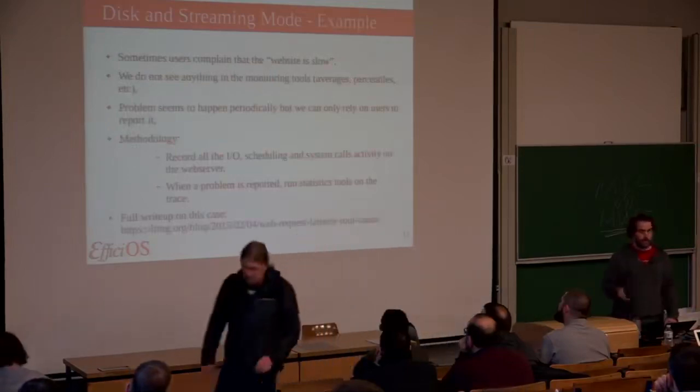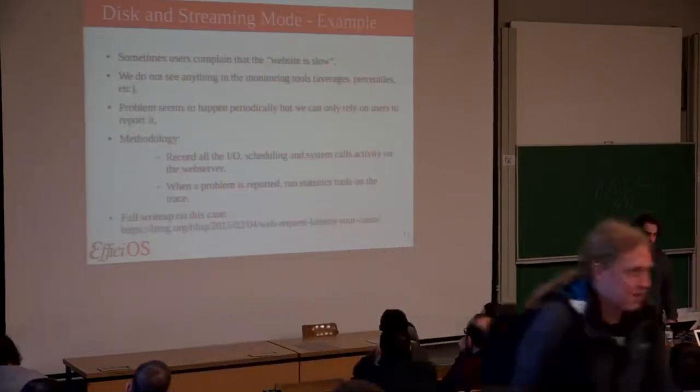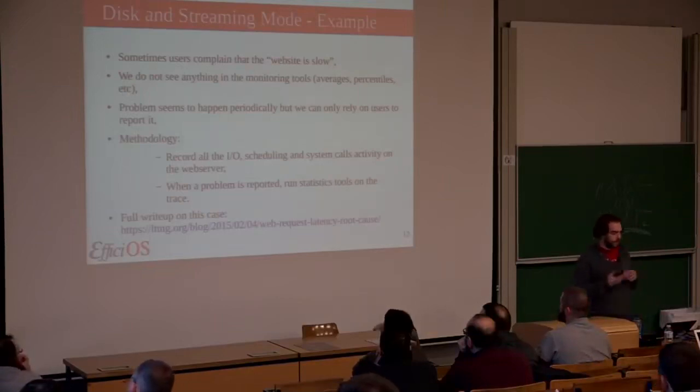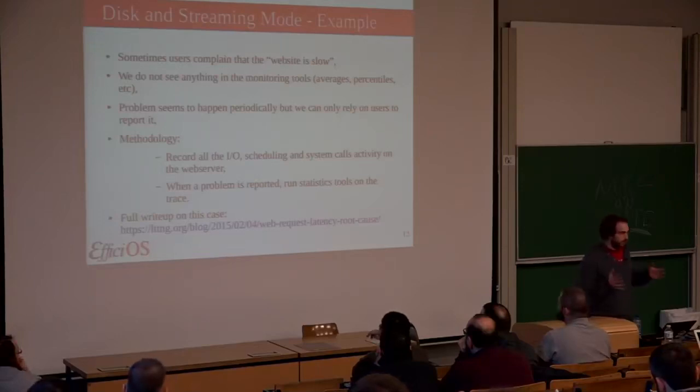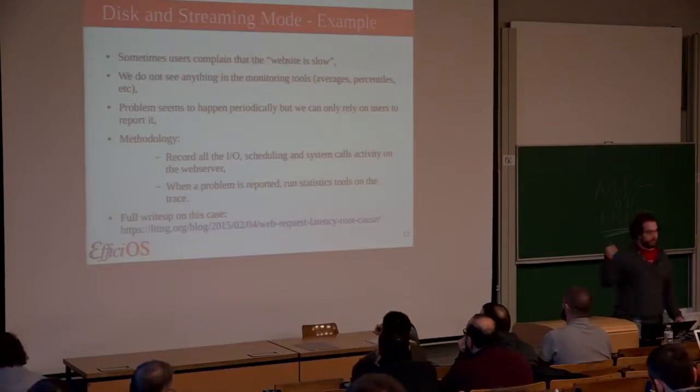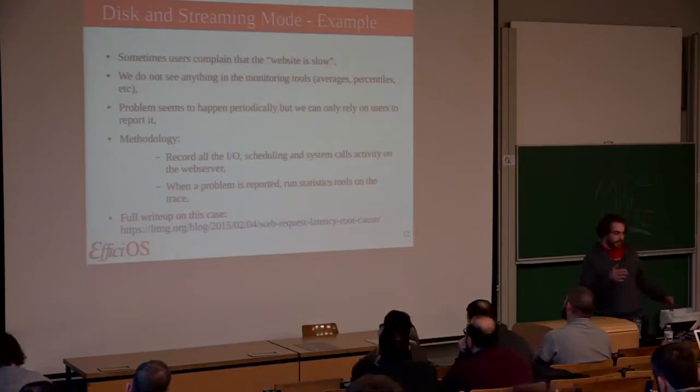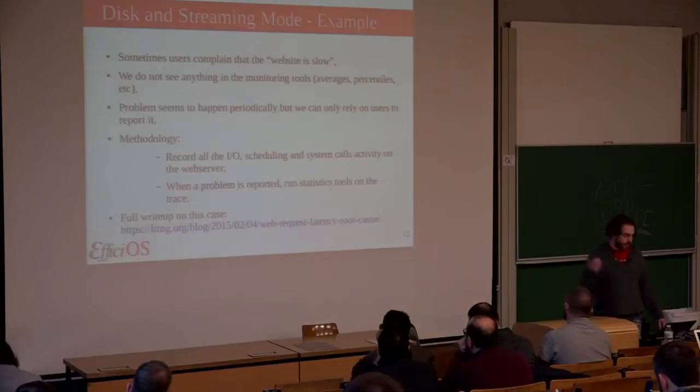If you take a real-world example of disk and streaming mode, we have the full write-up of this case at the link at the end. Basically, it's a use case where users complain that the website is slow. You don't know why, you don't know when, just sometimes they complain. And the standard monitoring tools usually don't record this kind of activity. They will just take a sample every minute of how many packets per second or even the average latency. But usually you don't see micro spikes in the monitoring tool. And that's where this kind of observation tool comes in really handy.